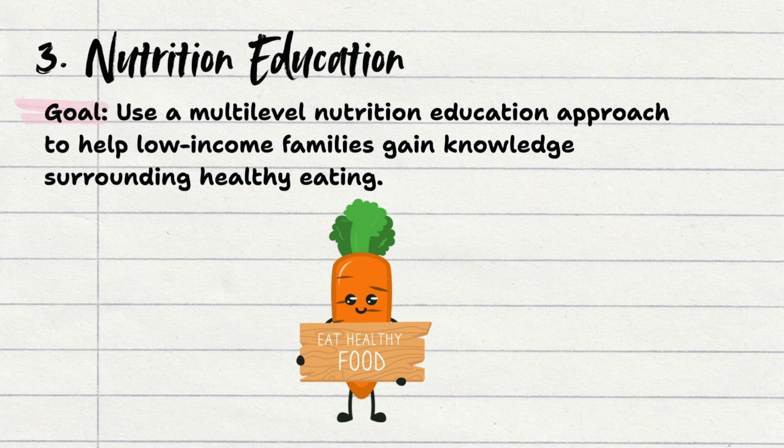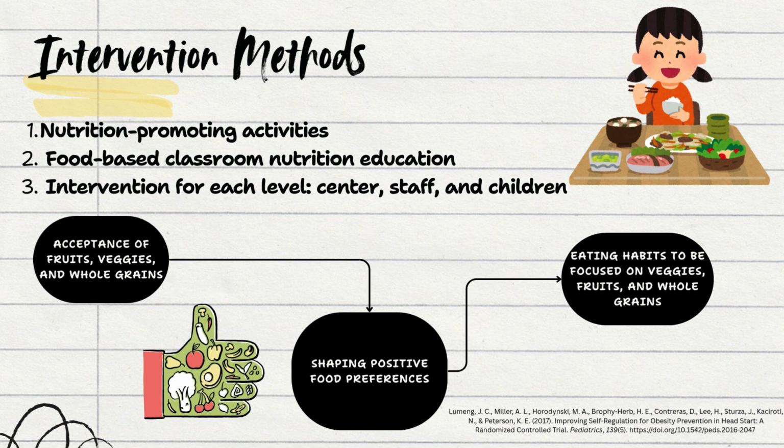The third type of intervention that I studied was nutrition education. Here, the goal was to use a multi-level nutrition education approach to help low-income families gain knowledge surrounding healthy eating. This was mainly focused in a child care center where both the staff learned about nutrition as well as students and their families. The intervention methods included nutrition promoting activities, food-based classroom nutrition education, and intervention for each level, including the center itself, staff, and children.